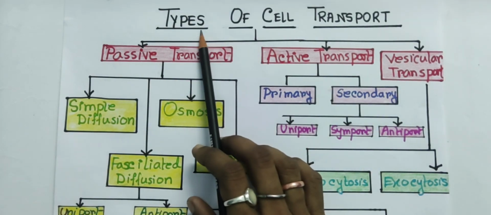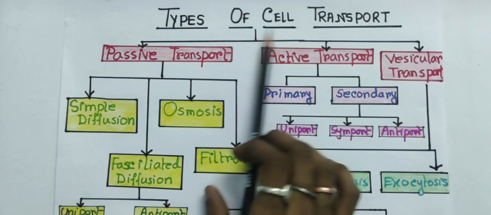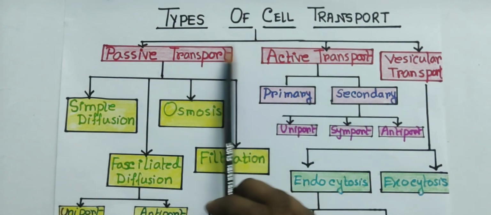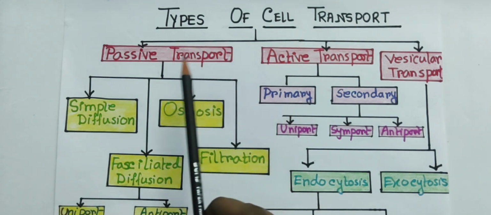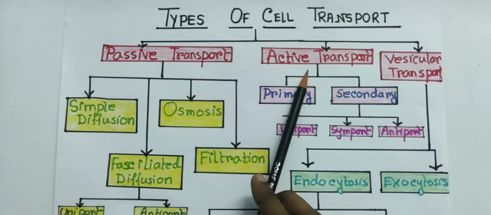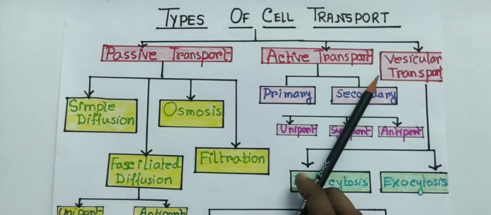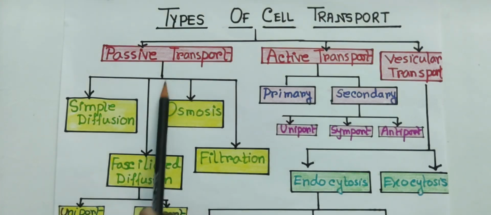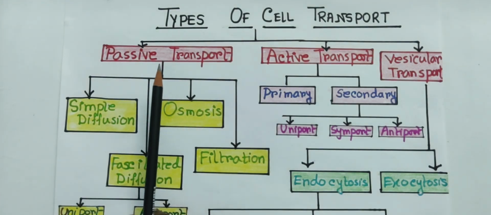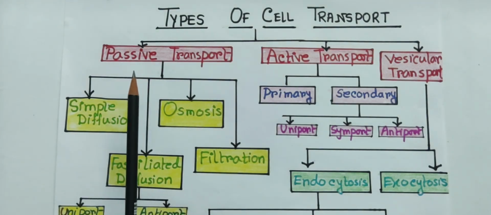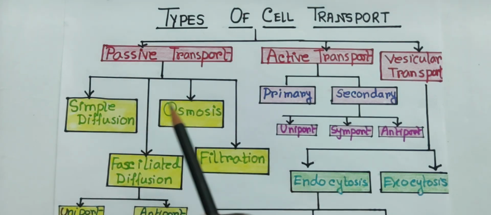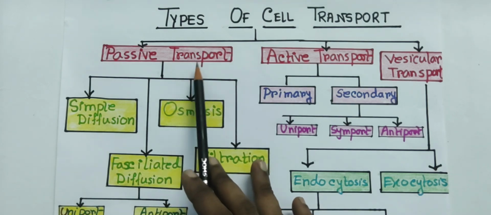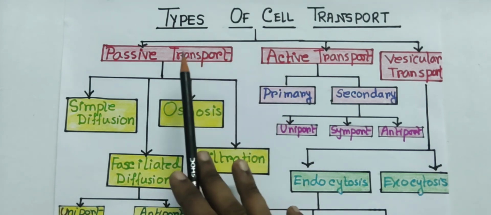So these are the types of cell transport. Cell transport is divided into three parts. Three types are there: first, passive transport, active transport, and vesicular transport. Passive transport is where the molecules travel through the membrane down the concentration gradient. Here no energy is required, and that is the main difference between active and passive transport.